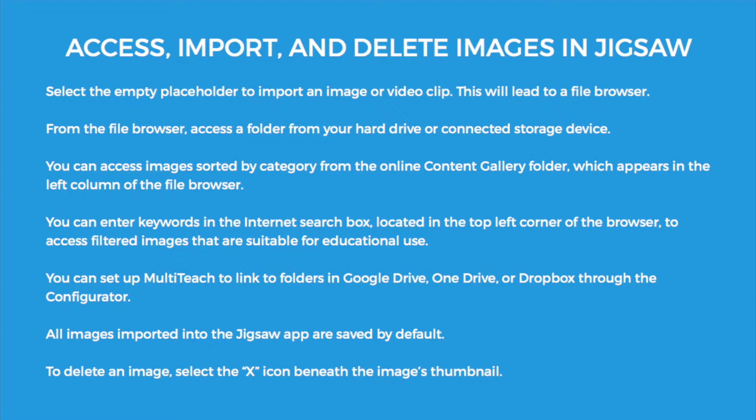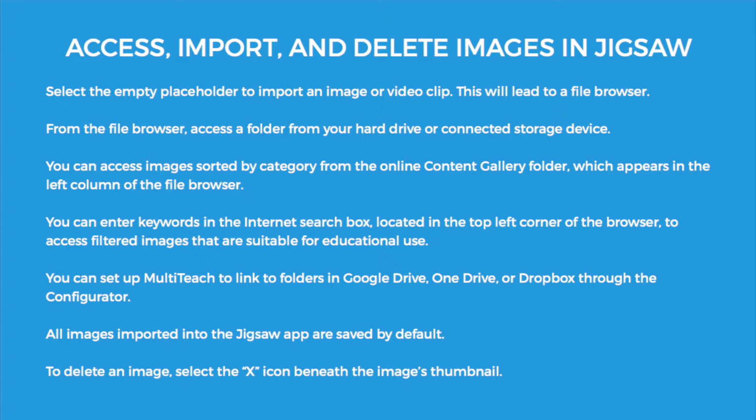Here is a summary about using images in the Jigsaw app. This is similar to the process used with other apps in MultiTeach. Select the empty placeholder to import an image or video clip. This will lead to a file browser. From the file browser, access a folder from your hard drive or connected storage device. You can access images sorted by category from the online Content Gallery folder, which appears in the left column of the file browser. You can enter keywords in the Internet search box located in the top left corner of the browser to access filtered images that are suitable for educational use.